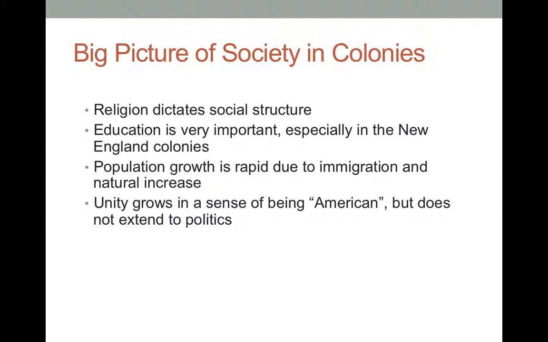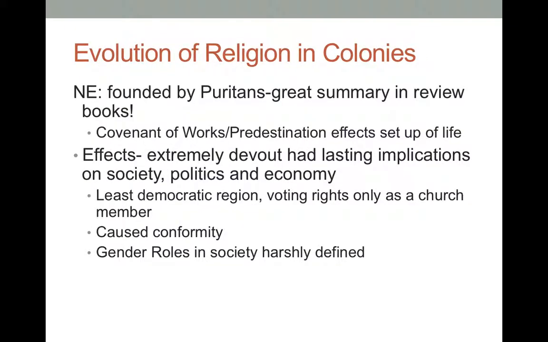So the big picture of society: there's a lot of religion, education, population growth, and there becomes this sort of sense of being American, which is different from being British, but it hasn't quite extended into politics yet when we're talking pre-French and Indian War period.